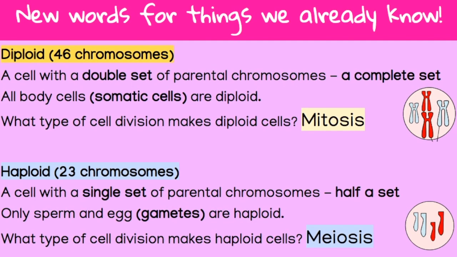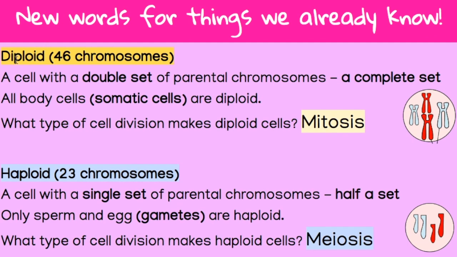Now, we have some new words for things we already know. Diploid. Sounds like an insult, but it's not. A diploid cell has 46 chromosomes, so that's a complete set. That is the same as a somatic cell. So you might hear it said, a cell with a double set of parental chromosomes from the parents. All body cells, or somatic cells, are diploid. And what type of cell division creates those diploid cells? Mitosis. That's what last lesson was about. And here's an image which I'll get to in a moment.